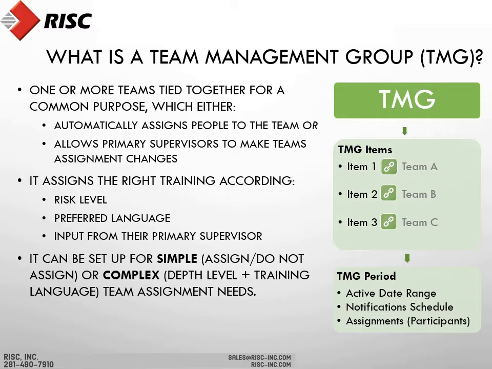On the right is a visual overview of a complete TMG record. Within a TMG are the items that a primary supervisor will assess. Each item is associated to a single team that it will control. The TMG is made available by having an open period. The TMG period controls the active date range, how notifications will be sent, and the assignment of participants.